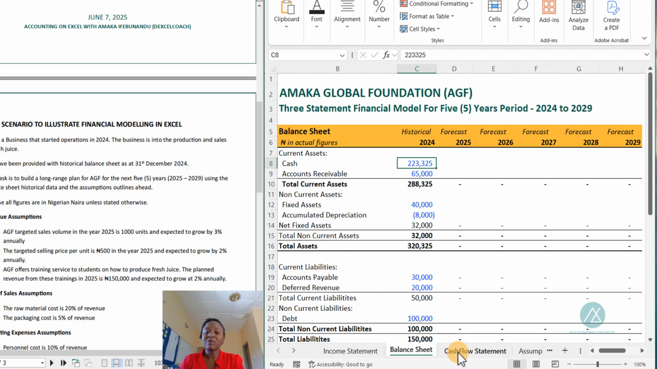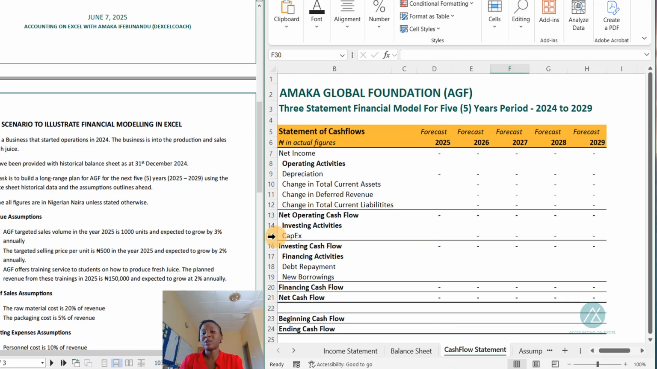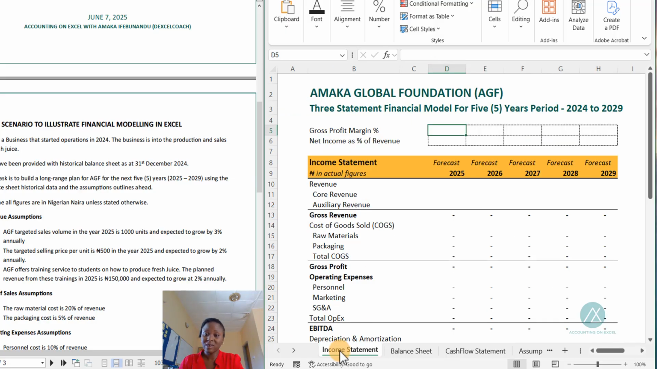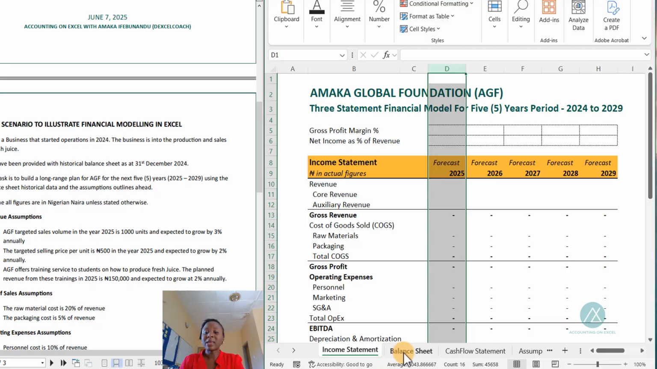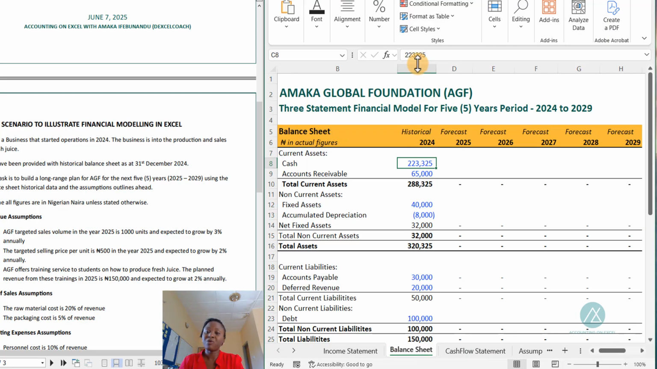All right. Then you now have the cash flow. Mind you, it's a three-statement model, and the three-statement model includes the income statement, the balance sheet, and the cash flow statement. You'll notice that they all have the same heading, and also 2025 starts from column D. You can see the consistency. I want us to notice that 2025 starts from column D, notwithstanding that the balance sheet has column C for historical, but we ensure that column D all through is 2025.